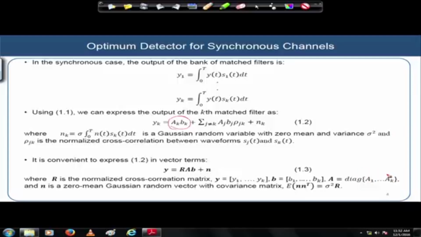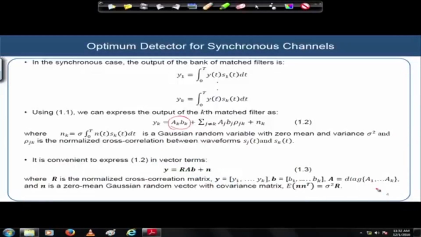The values are random, and these values are also not deterministic, and they form a diagonal matrix associated with this capital A. n is the zero-mean Gaussian random vector, which also has a covariance matrix, because you see the expression of n_k is obtained by multiplying with the spreading waveform s_k(t) associated with it.